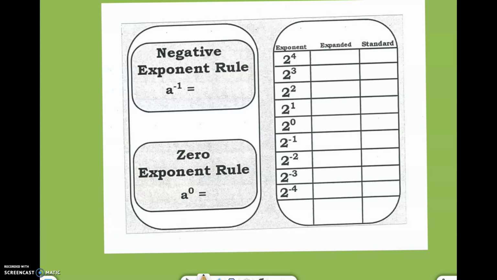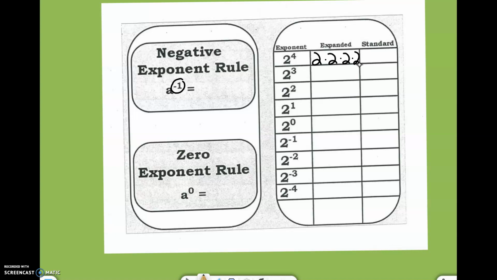Over a couple things here. We have a couple of rules when we're dealing with exponents that can be negative or 0. What I want you to do is take this table and expand it out. So 2 times 2 times 2 times 2, that's the expanded form. Remember, standard is when we're just evaluating it.